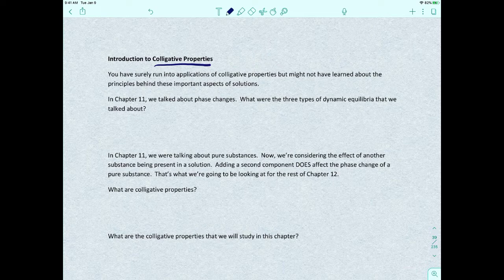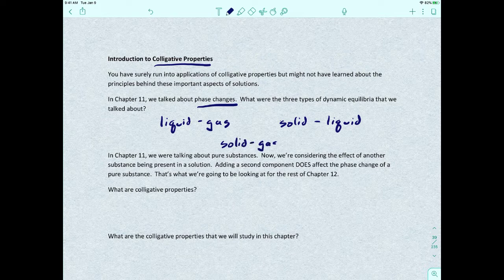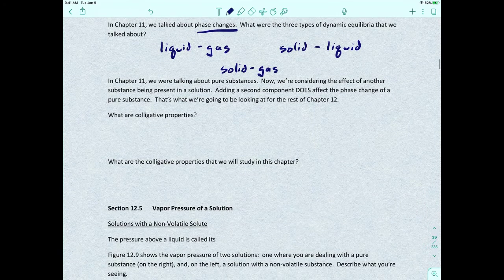To introduce this, we have to go back to something we talked about in the last chapter, and that was phase changes. Back in that chapter, when we were talking about phase changes, we talked about three different types of dynamic equilibria. We talked about the liquid-gas equilibrium, solid-liquid, and then finally solid-gas. So those were the three types of dynamic equilibria that we talked about in the last chapter.